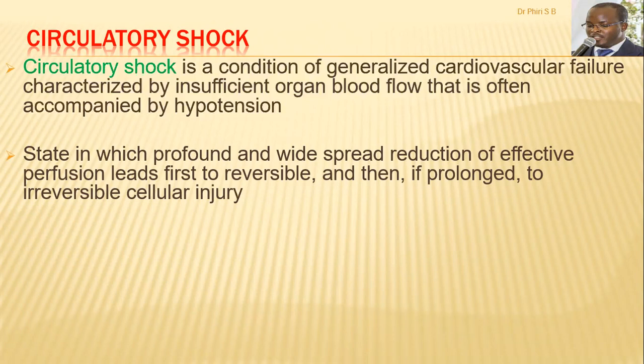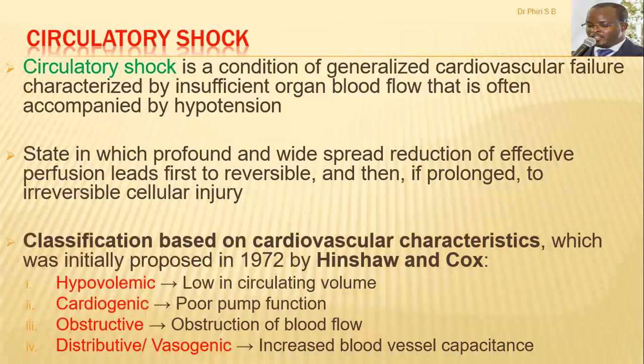Then if you delay to intervene, sometimes it goes into the irreversible state, in which even if you do anything, there is nothing that can be done. That person is going to die. Those are certain stages of circulatory shock that we're going to discuss maybe in the next slide. The classification based on cardiovascular characteristics was initially proposed in 1971 by Hinshaw and Cox. These are the scientists who described the classification of circulatory shock.